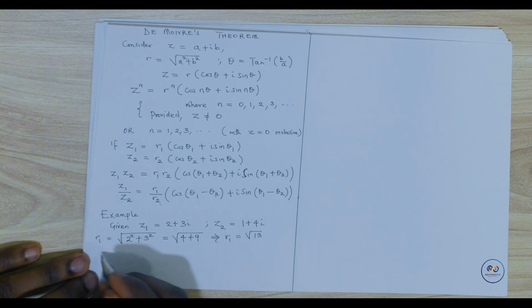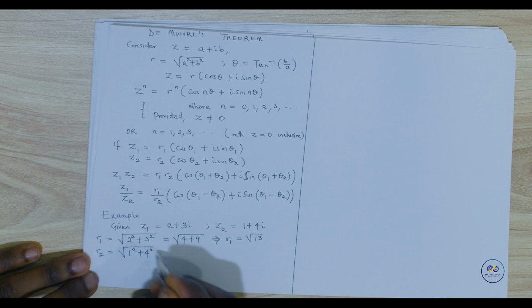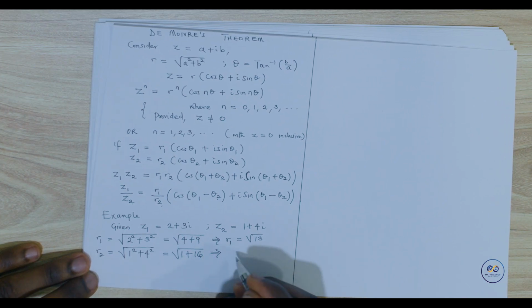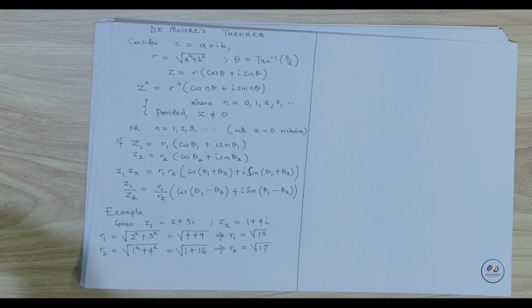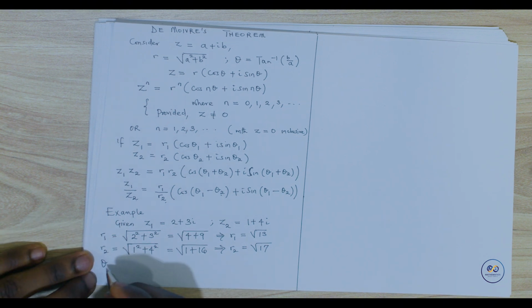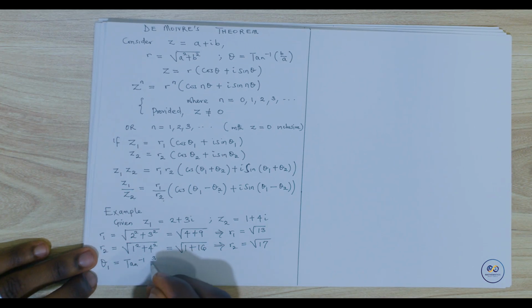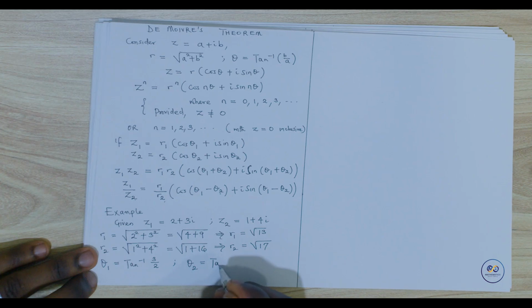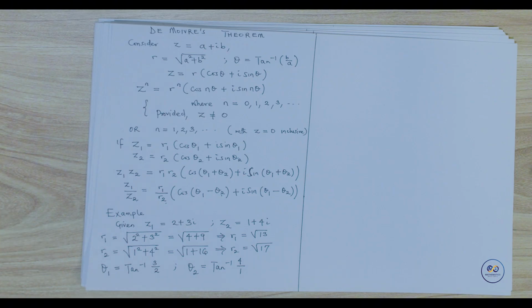And then on the other side, for R2, we'll have the square root of 1 squared plus 4 squared, which would be the square root of 1 plus 16, which in fact would be that R2 is the square root of 17. Now from here, if we take some identities, we can take that theta 1 would be tan inverse of 3 over 2, and theta 2 to be the tan inverse of 4 over 1, which is the same thing as saying the tan inverse of 4.